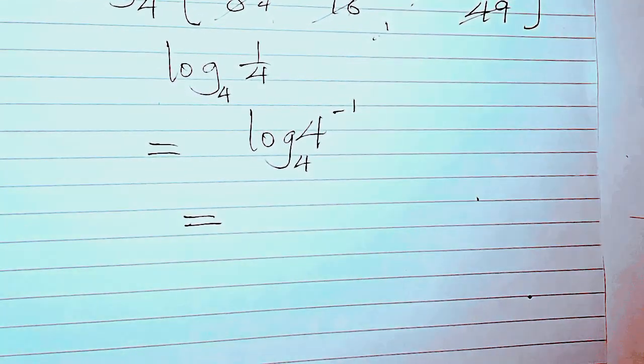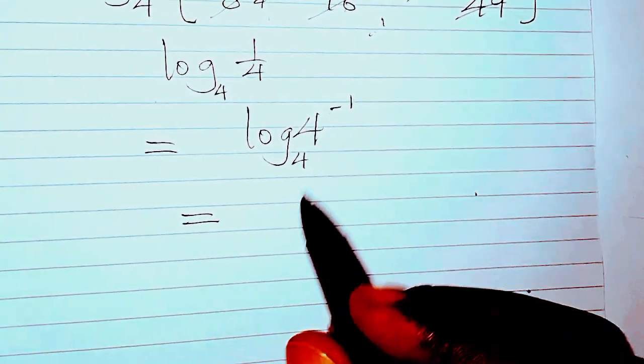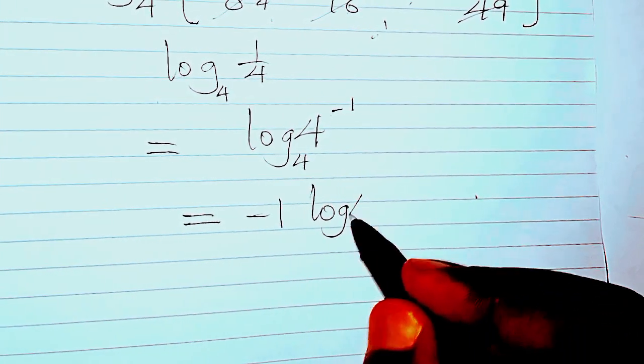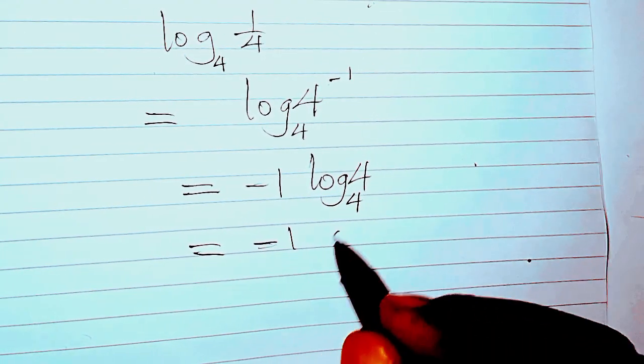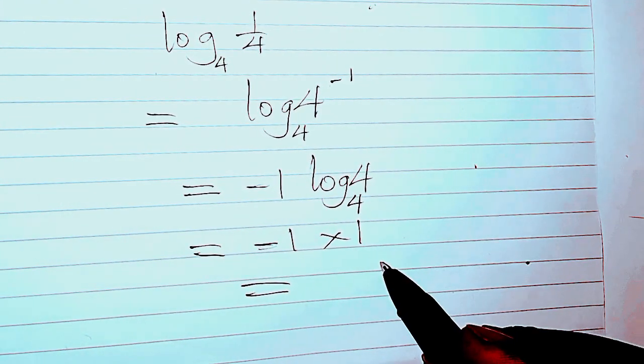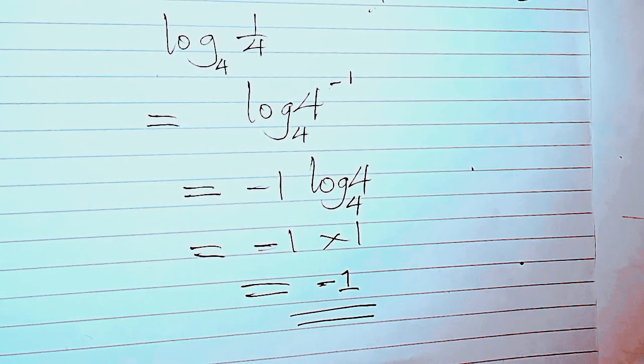And then the third rule or the third law of indices can be applied. This minus 1 here, because it's a power, is going to be minus 1 log 4 base 4. And of course, log 4 base 4 is 1. So this becomes minus 1 times 1. And our final answer is going to be minus 1. That is the answer to such a question.